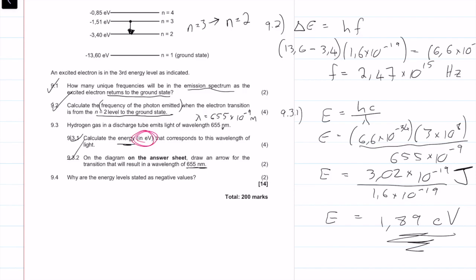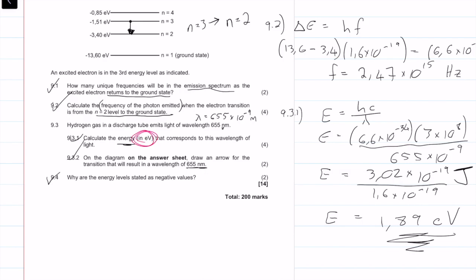Okay, 9.4: why are the energy levels stated as negative values? This is just a theory question. Basically, we can say that they are stated as negative energy levels because energy has to be lost in order for the electron to move. A free electron has energy of 0, so an electron releases energy as it moves to a lower energy level. As it moves, energy must be released, and that's why they state it as negative values.